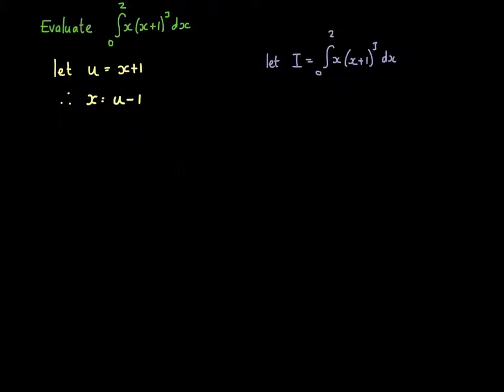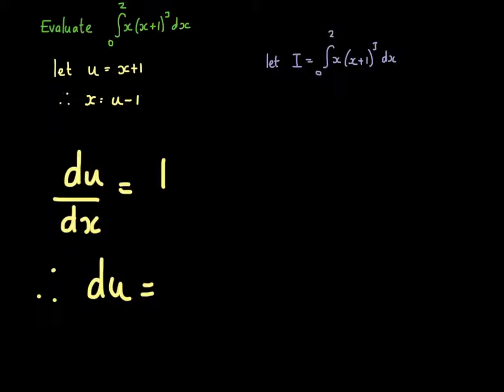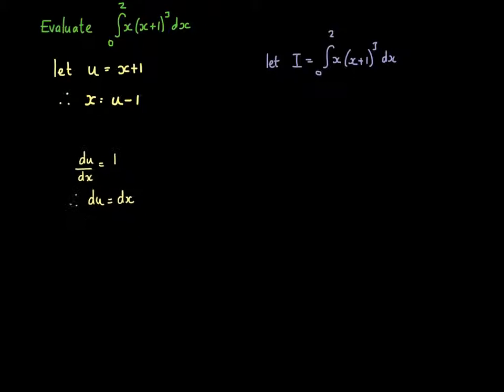Alright, so if we rearrange that, we've got x is equal to u minus 1. Okay, du by dx is going to be 1. Alright, so du is equal to dx, just using the u expression at the top for that. Alright, and now let's use this to sort out the bracket. So obviously that's just going to be u to the power 3. We've sorted out the x, we've sorted out the dx bit.